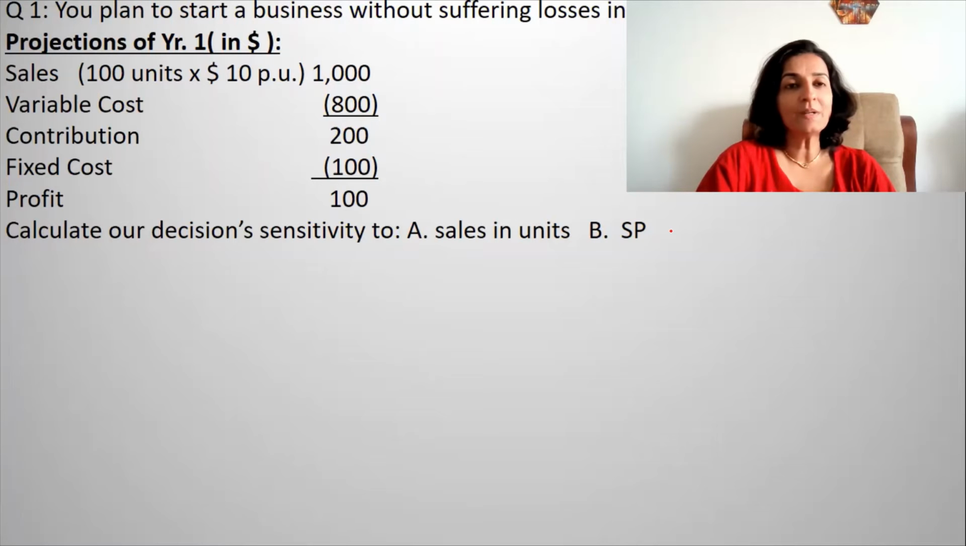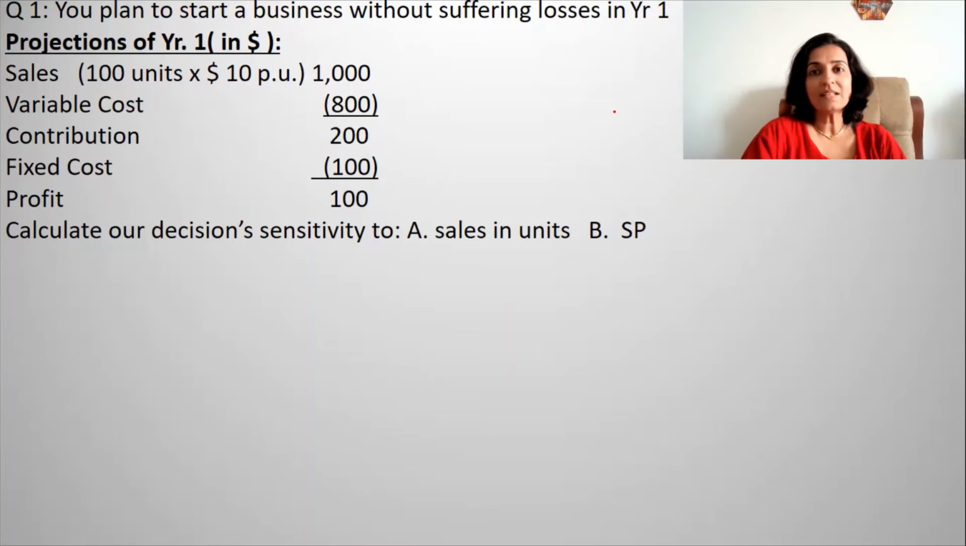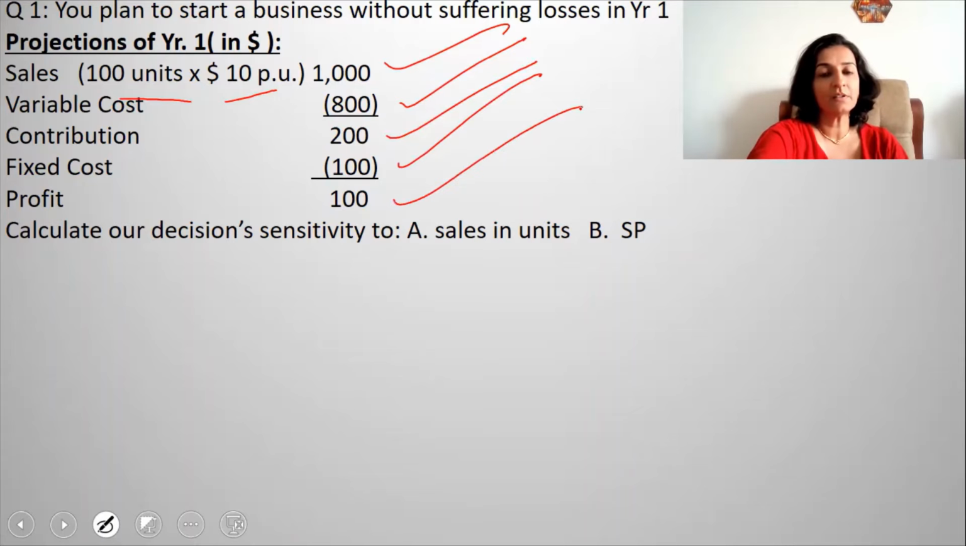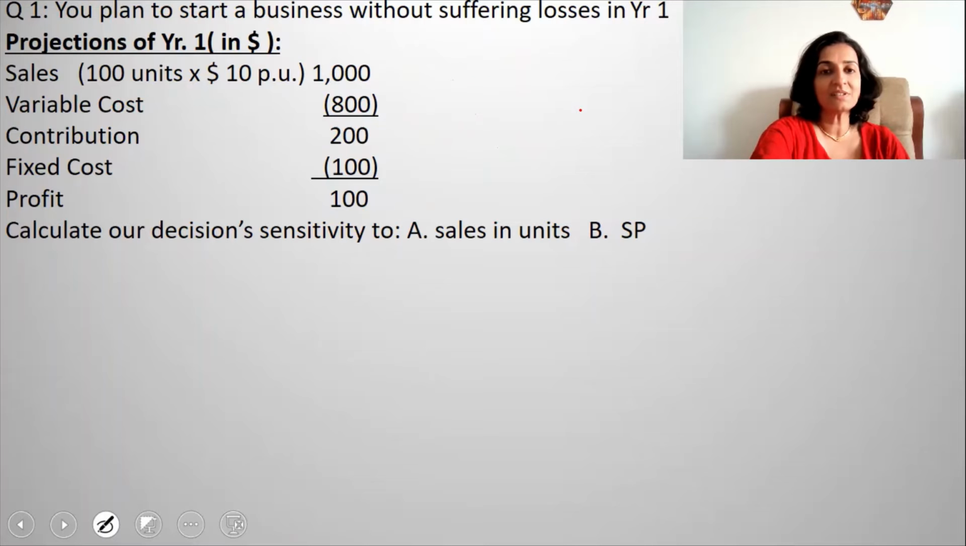Question number 1: you plan to start a business without suffering losses in year 1. Projections of year 1: sales 100 units, selling price $10, so sales is $1,000, minus variable cost $800, we get a contribution of $200, minus fixed cost of $100, the profit of the first year is $100. Calculate our decision's sensitivity to A, sales in units, and B, selling price.